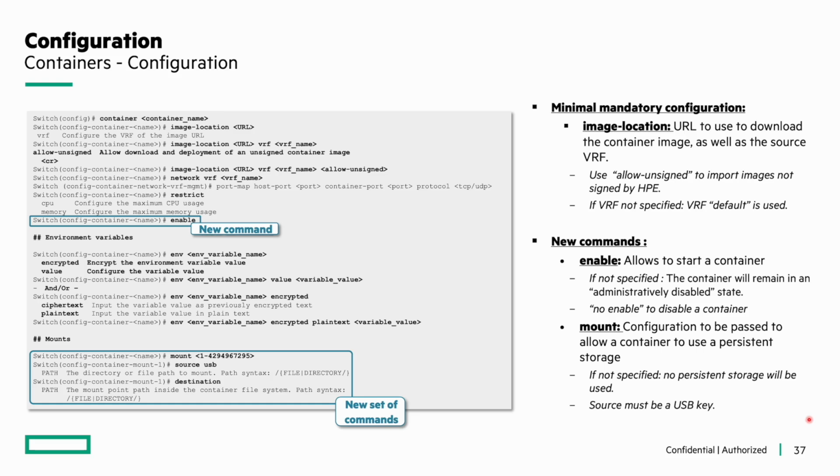Then we have mount, which allows configuring the persistent storage, which will be used to create a binding mount on the container. In this new context, a source and a destination must be specified. As stated in the previous slide, as of 10.16.1005, the source must be a USB key.